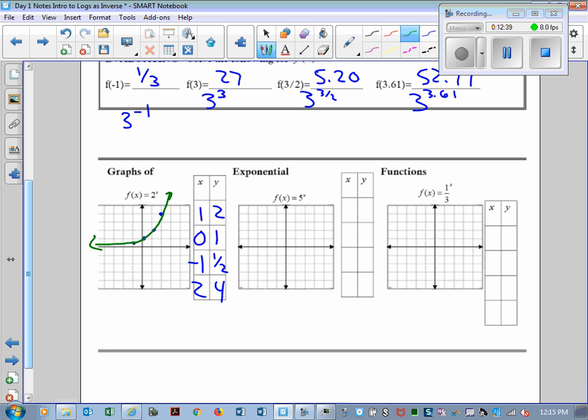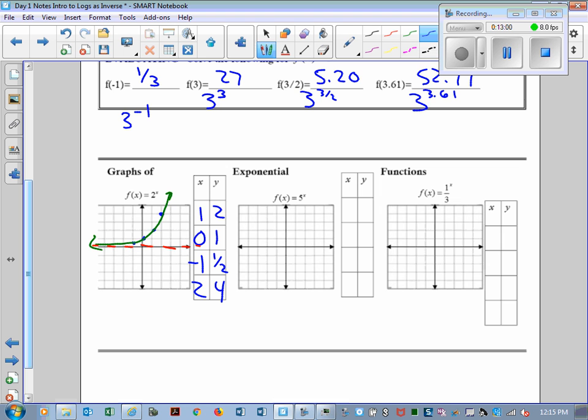Here's our graph. And please do not forget to put the asymptote in. Make sure you have all parts on the graph. We okay? All right.